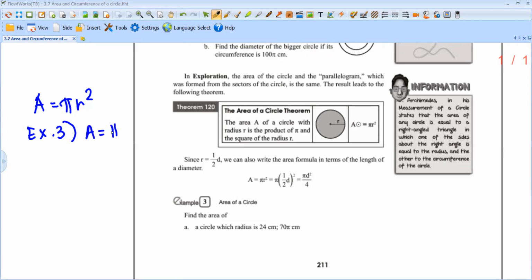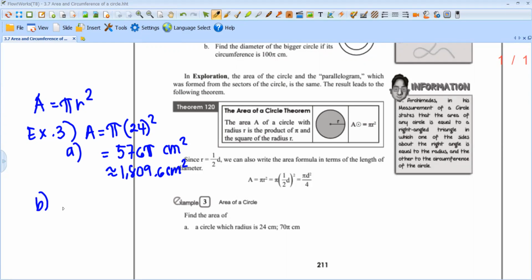Area is equal to pi times 24 squared. So what is the value? Let's take pi as 3.14 times 24 squared, which is 576 pi, and of course it is centimeters squared because it is area, or approximately 1809.6 square centimeters. And that's letter A.